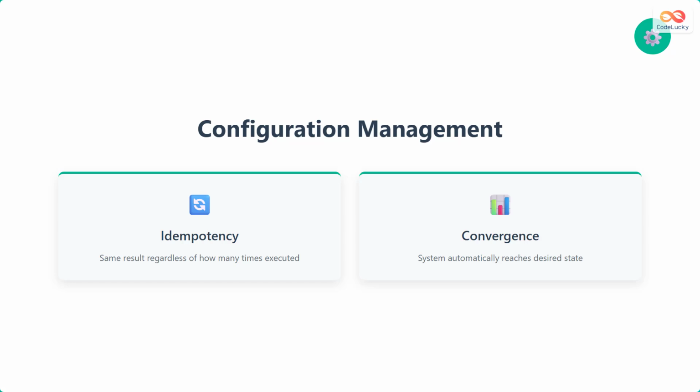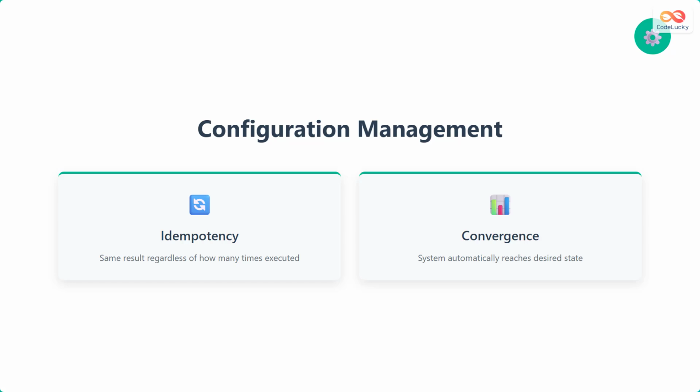Configuration management with Chef follows two key principles: idempotency and convergence. Idempotency means that running the same Chef recipe multiple times produces the same result. Whether you run a recipe once or 100 times, your system will end up in the same desired state. This is crucial for maintaining consistent infrastructure and avoiding configuration drift.